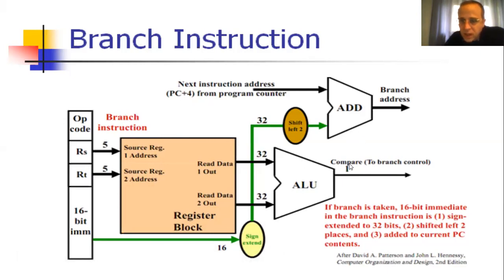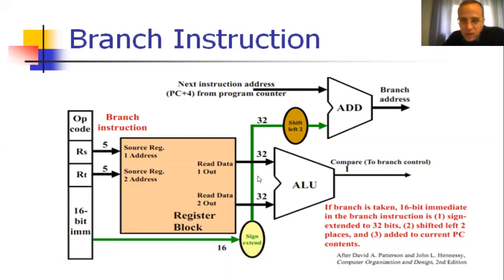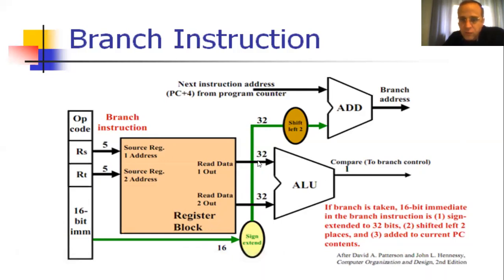and compare. It says compare to branch control. Well, this is actually going to go to the controller. This result, because remember, we're going to do subtraction over here to compare if they're equal. If this is 1,000,000 and this is 1,000,000 and we subtract, we're going to get 0 over here. If they're not equal, we're going to get some number over here. And actually, there's a special flag. I don't know why they didn't draw it in this picture.